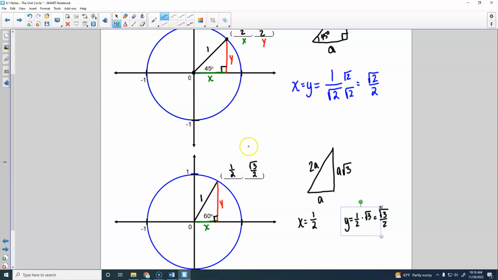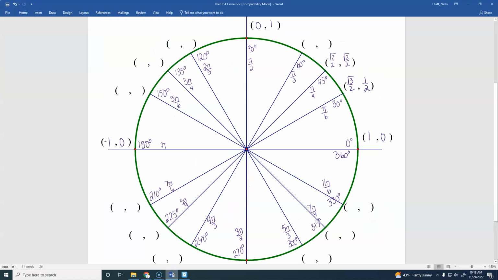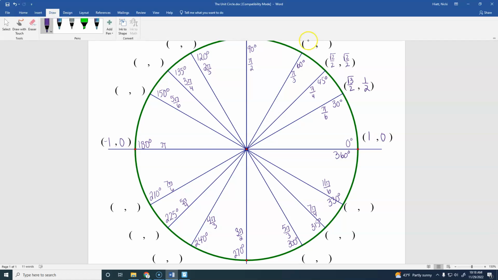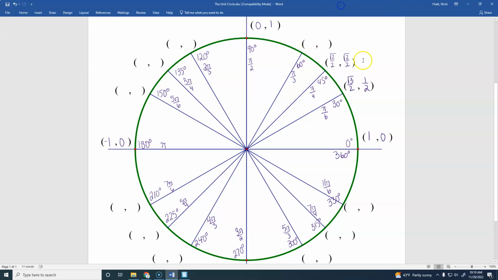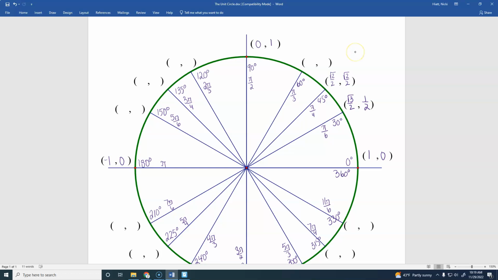And if you picture the points, you can see like your X is smaller than your Y. You're not going as far to the right as you are up. So you have those there. So if we add those to our big unit circle here, we've got 1/2, square root of 3 over 2.